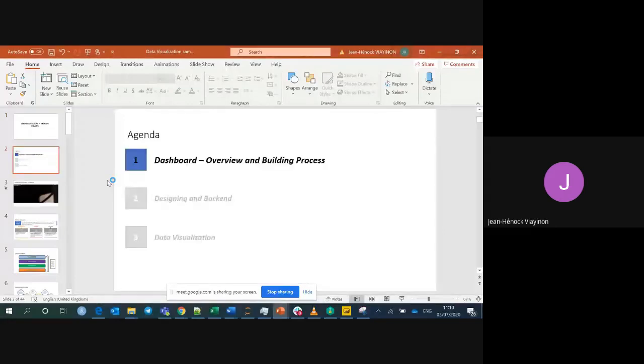So basically, what will be our agenda? We are going to talk about the dashboard building process. We are going to see the definition, what a dashboard is and what the building processes are. Then we are going to see how we can design the back end of our dashboard. And then we are going to end this presentation with data visualization, the possibilities we have especially with telecommunication data.